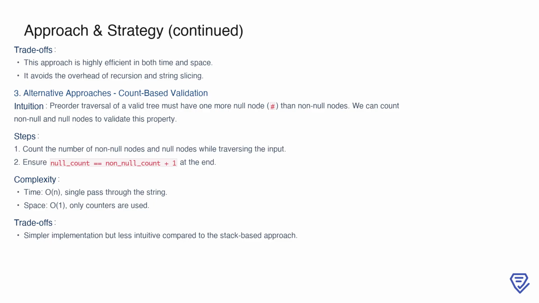As we traverse the input, we maintain two counters, one for null nodes and another for non-null nodes. At the end of the traversal, we check if the null count is equal to the non-null count plus 1. This approach is straightforward, with a time complexity of O(n), due to a single pass through the input, and a space complexity of O(1), since only counters are used. However, while it's simpler to implement, it's less intuitive than the stack-based approach and doesn't provide real-time feedback about the structure of the tree during the traversal.